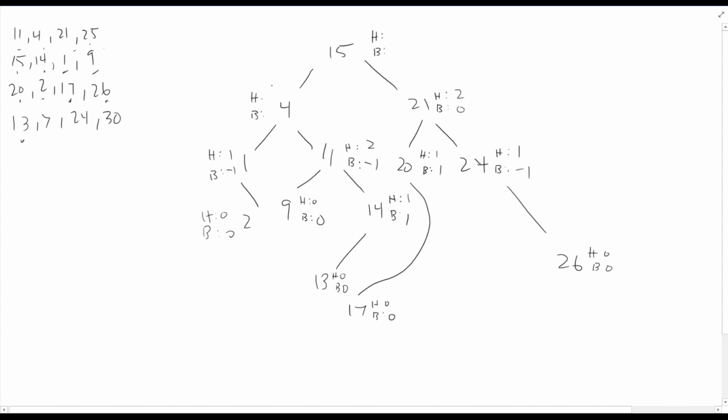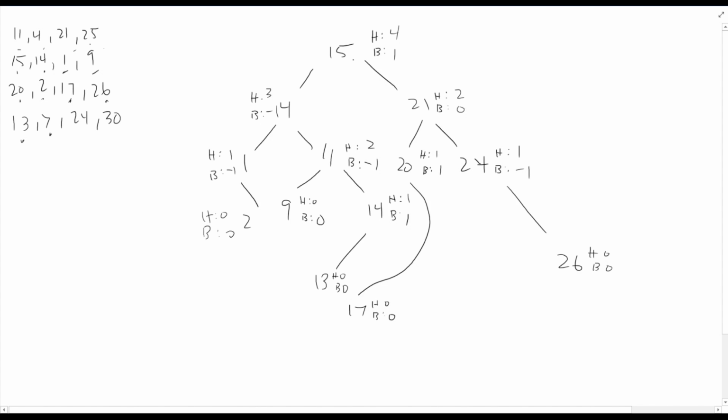Next level up, height looks like 3. Balance factor is going to be 1 minus 2 is minus 1. And top level here, height is now 4. My balance factor is going to be 3 minus 2, 1. Still no imbalance. Getting pretty lucky without too many rotations here.